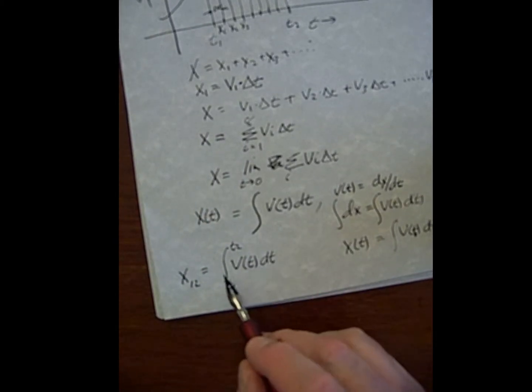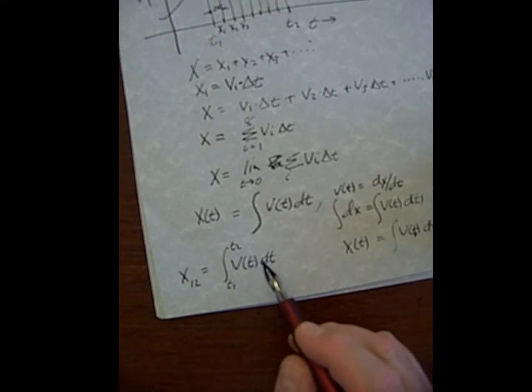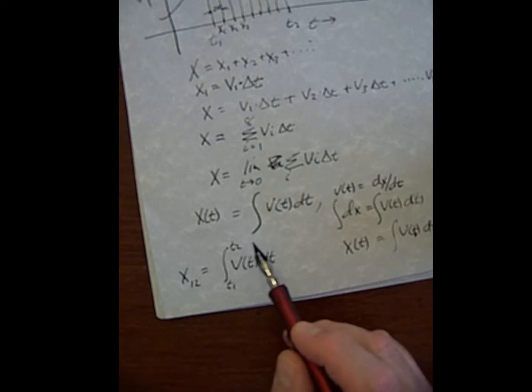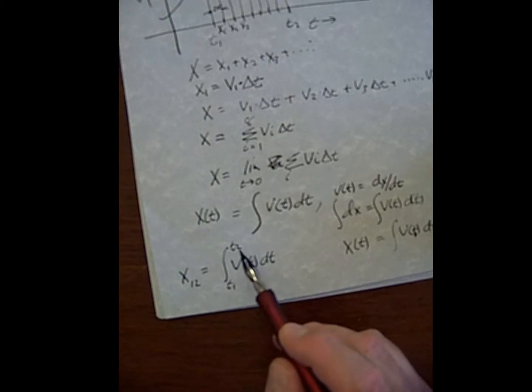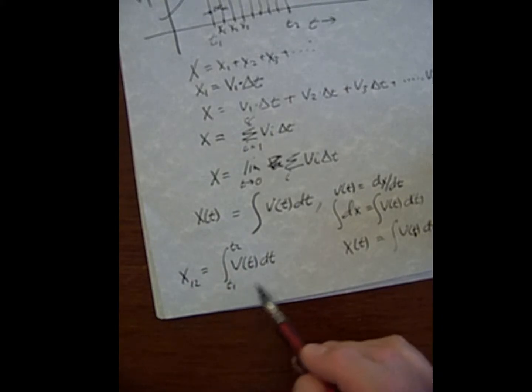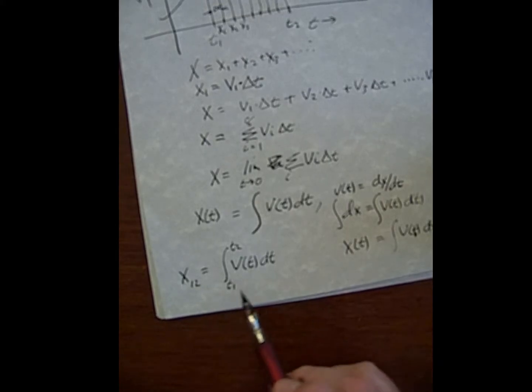And if we knew what v was, the equation for v, and we put it in here and took the integral of it, and then we plugged t2 into that answer, and then from that we subtracted what we would get if we plugged t1 into that answer, we would get the total distance.